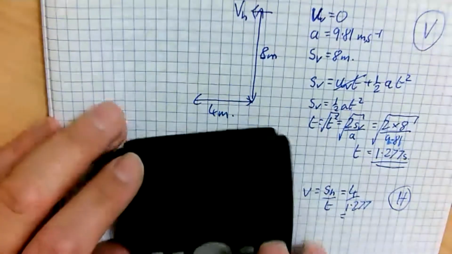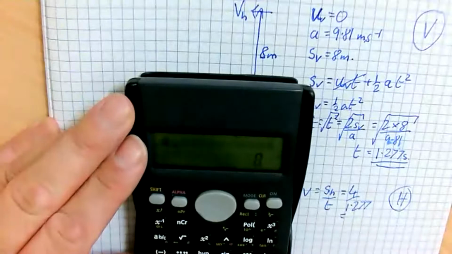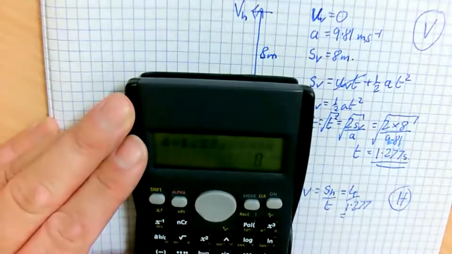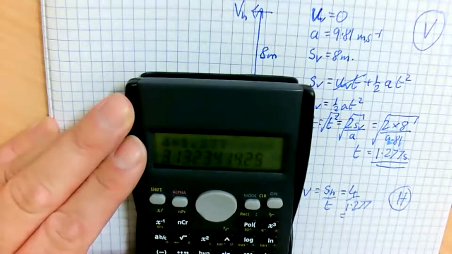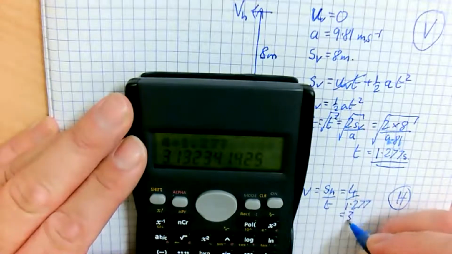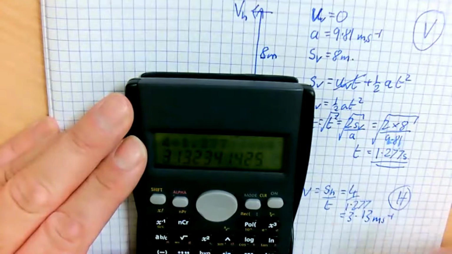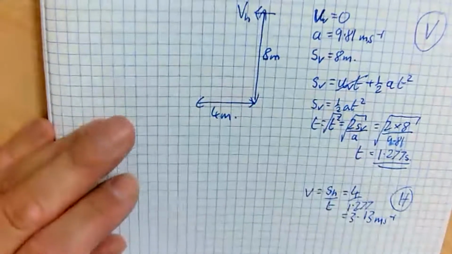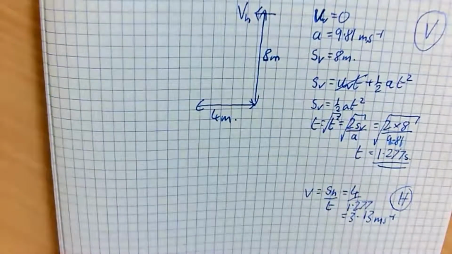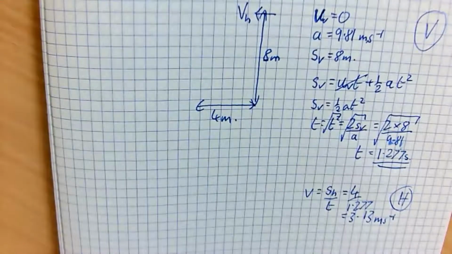And it's literally plugged into the calculator. 4 divided by 1.277, which gives you 3.13 meters per second. So roughly about 3.1 meters per second, maybe 3.2. So if we go back to our screen, we reckon it's going to be that one.